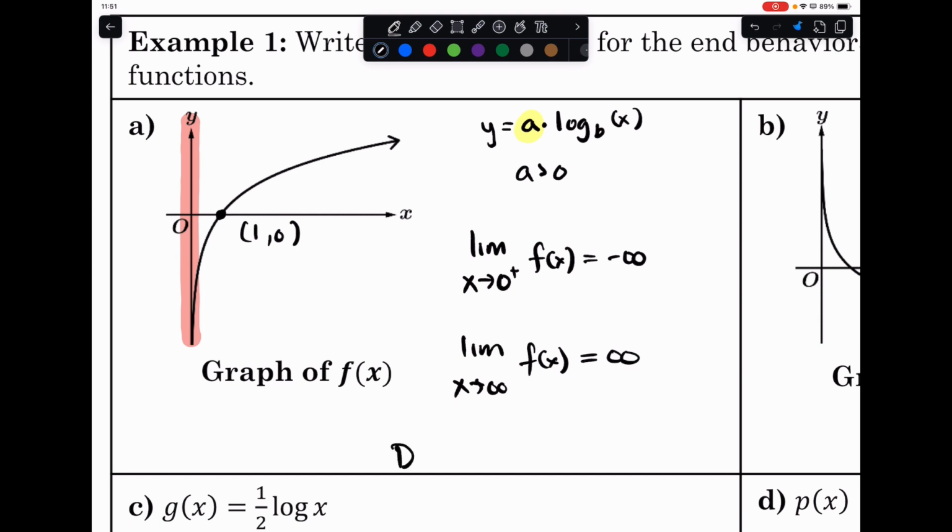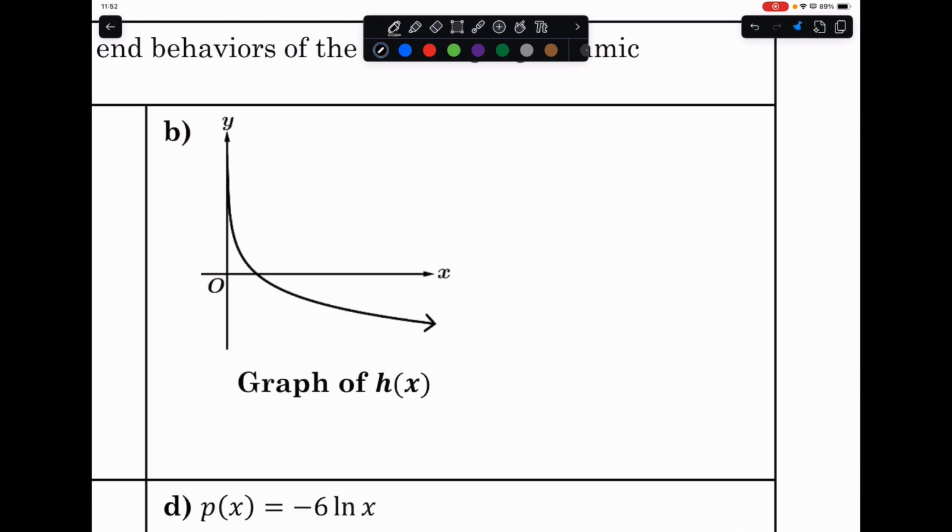Now, even though it doesn't ask, let's identify what the domain is. So we can identify the key characteristic here. Our domain here is going to be all the positive values of x, so from 0 all the way to positive infinity. Let's move on to the second example.